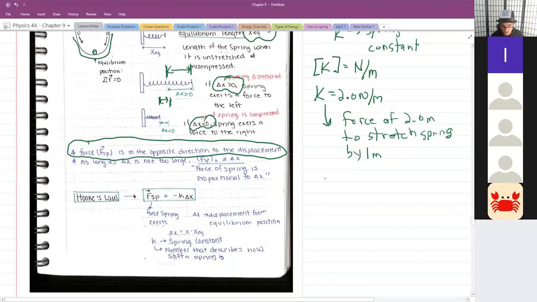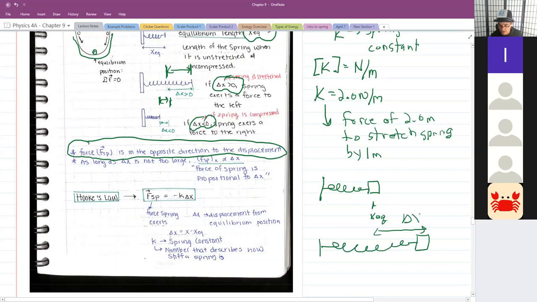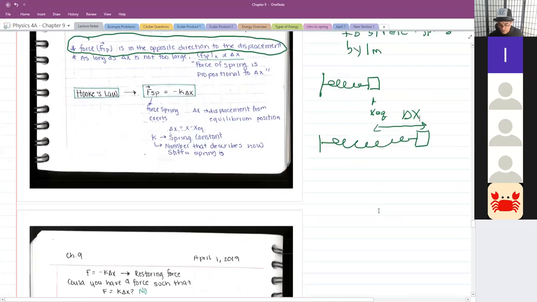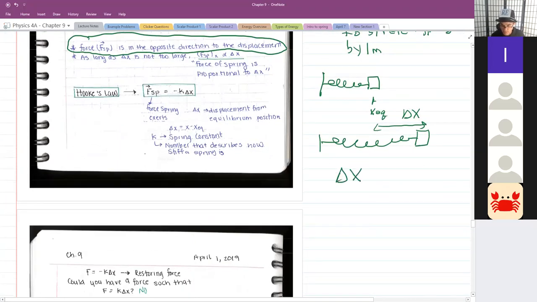So let's just say here's my spring with a mass connected to it. If this is my equilibrium position, this is when the spring is not stretched or compressed. If I were to then stretch that spring, how much it stretches is my delta X. The way we define delta X is my position minus my equilibrium position. And so if you stretch something 0.2 meters, my delta X would be 0.2 meters.